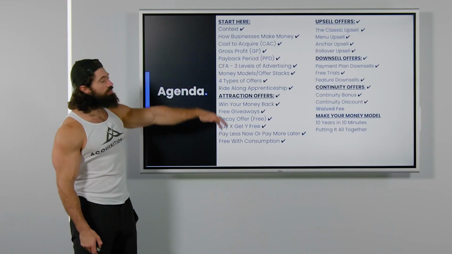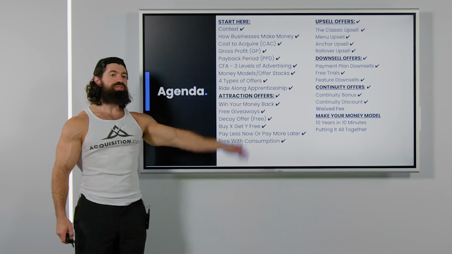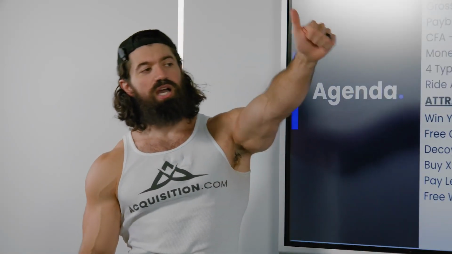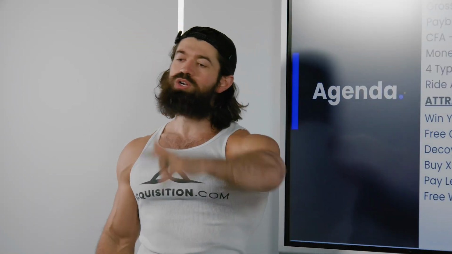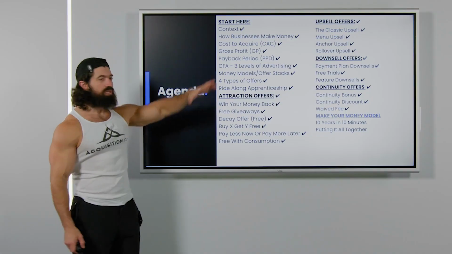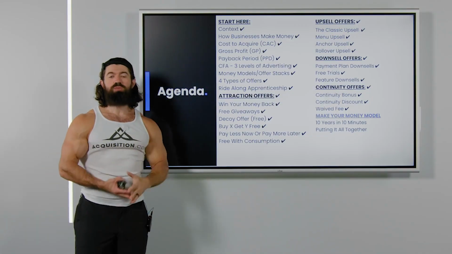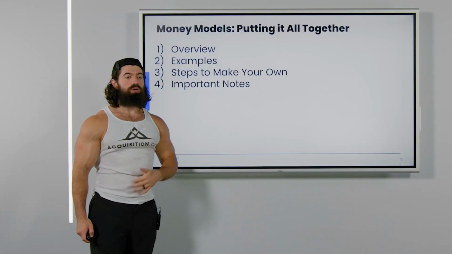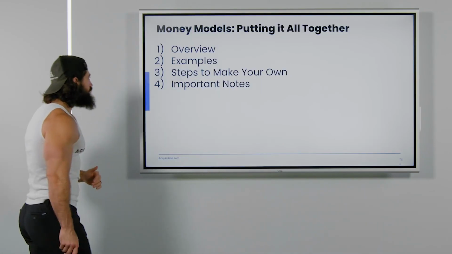So we just finished all of the continuity offers, continuity bonuses, continuity discounts, and the waive fee offer, which leads us to making your money model. So it is now your turn. Remember, there's document, demonstrate, duplicate. This is where I turn it over to you, where you need to combine these things in such a way that you can maximize the amount of money that you make in the first 30 days so you can profitably acquire customers and scale. So let's do a quick putting it all together.